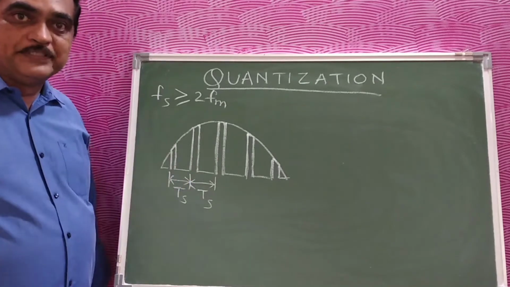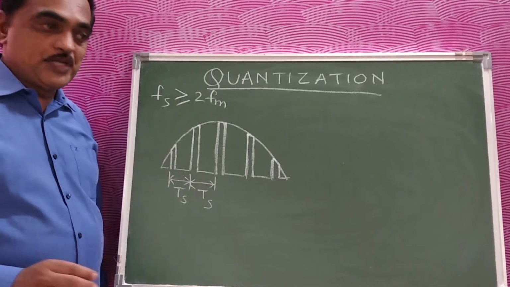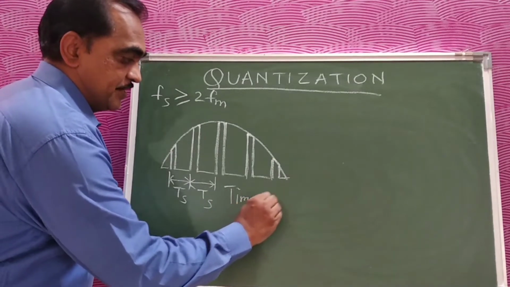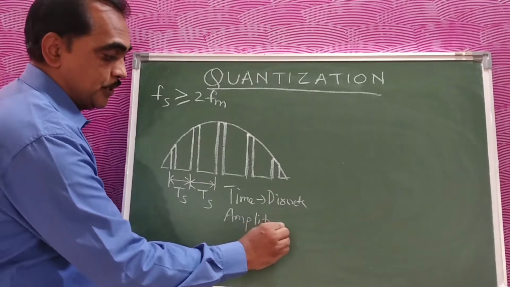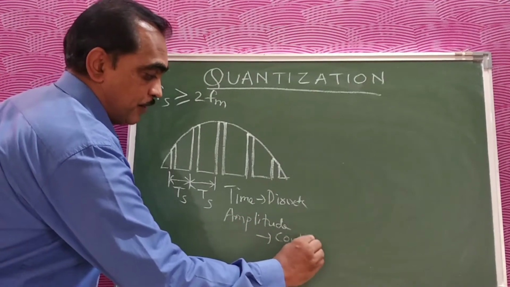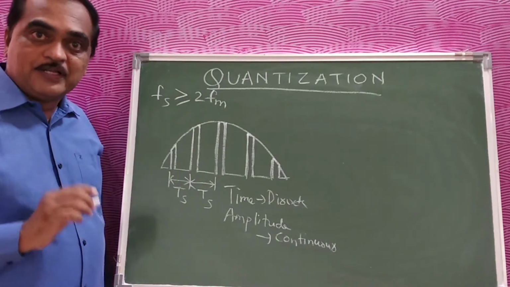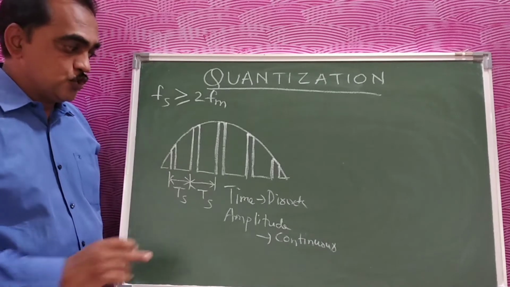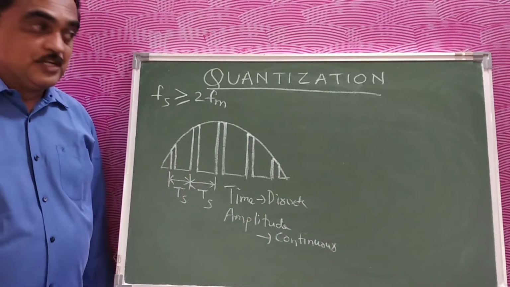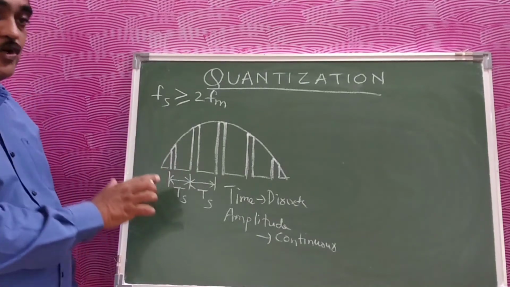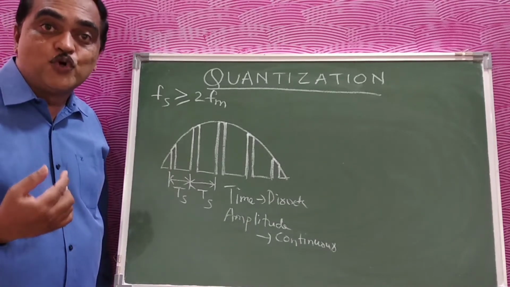But now here we have made samples. With respect to time, these samples are discrete. But with respect to amplitude, they are continuous. That means you don't have a fixed, standard value of amplitude; they have intermediate values. So time is discrete, time is fixed for the samples, but the amplitude is continuous, not discrete still. Now these samples we have to quantize. We have to convert them into discrete values with the help of quantization.